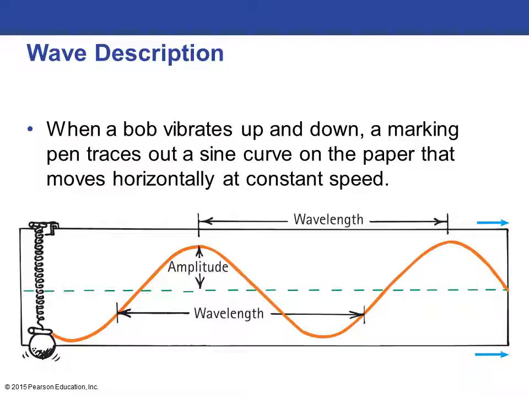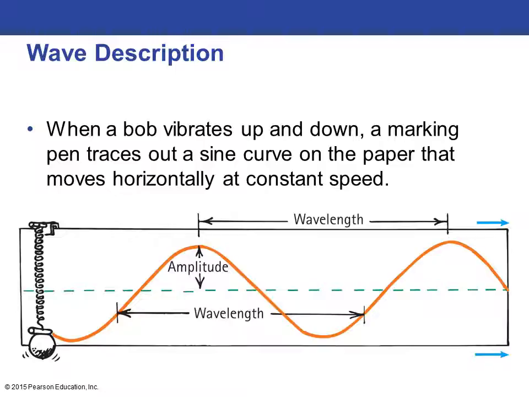When a bob vibrates up and down, a marking pen traces out a sine curve on the paper that moves horizontally at a constant speed. So essentially, you could do the same thing with a bob bobbing up and down or vibrating up and down. It would also make the sine curve if you were to trace out that motion of it going up and down, and you were pulling that paper out underneath it. It would have a constant speed and show you that up and down motion.